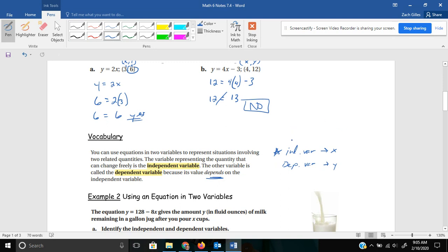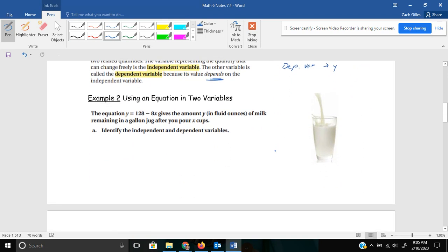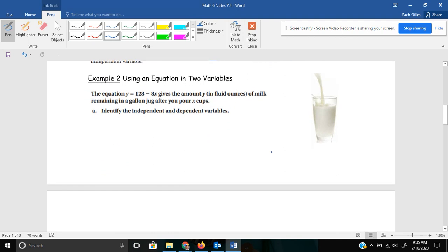That's only, I would say, boy, it's hard to put a percentage on it, but I'm just going to say most of the time. It's a safe bet. Not always, but a lot of times your x is your independent and your y is your dependent. All right, let's take a look at what that might look like in a real life example.